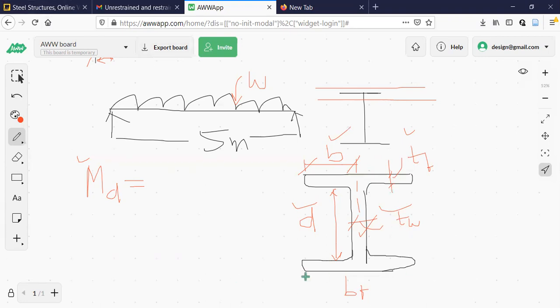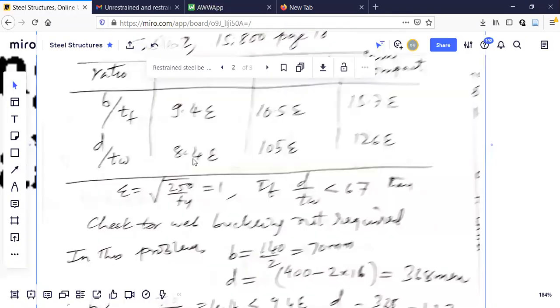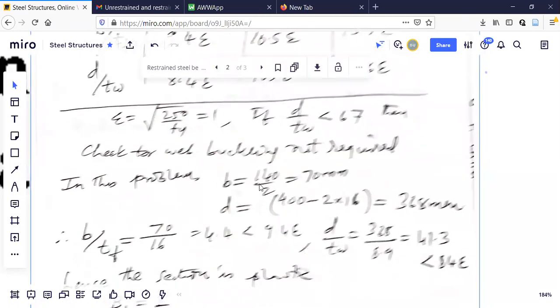Total is BF, the width of the flange. Half of that, center up to center line, is B. Inside to inside is D. In this way, I have calculated 140 by 2. 140 is the width of the flange. Okay.